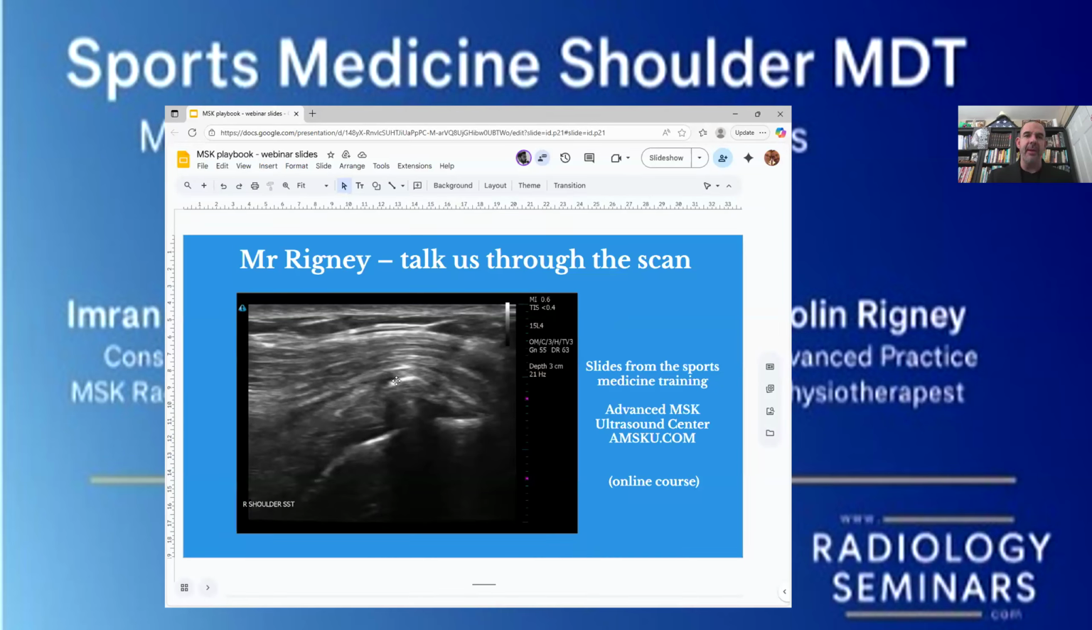And you see my cursor, this outline here, we call this a hyperechoic foci or hyperechoic focus. This is casting a shadow. This is an artifact called posterior acoustic shadowing. So we know it's pretty dense. Okay, so this is one view. We see it's covering up a good portion of the tendon.